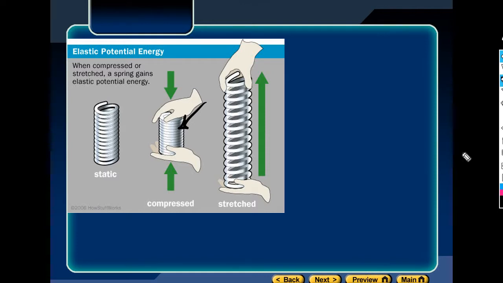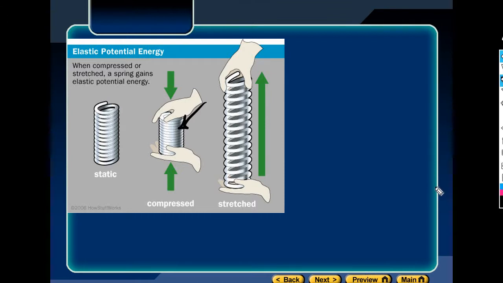stored in this spring. Any potential energy stored in any object comes from the elasticity or the flexibility of this material. We have elastic potential energy. Now where does this potential energy come from? It comes from this material. This material has some flexible material inside.